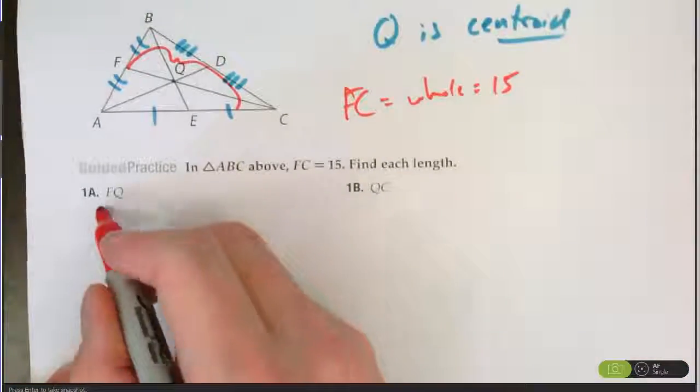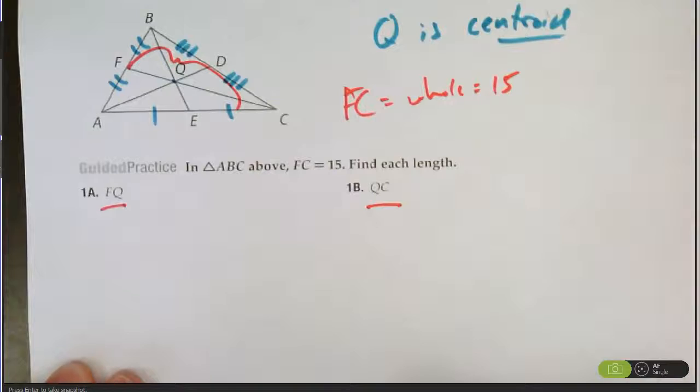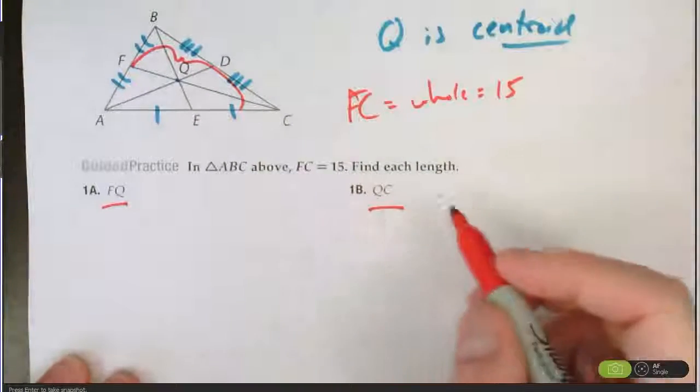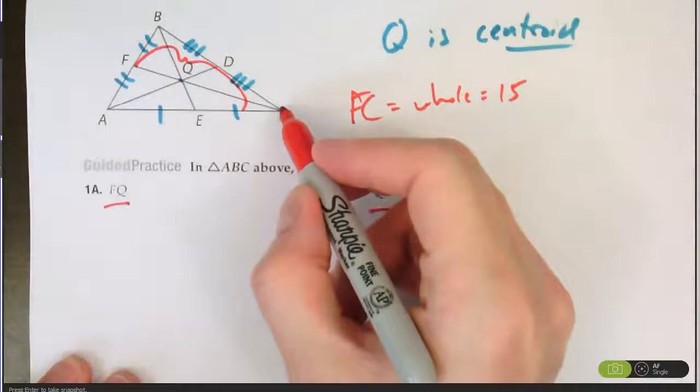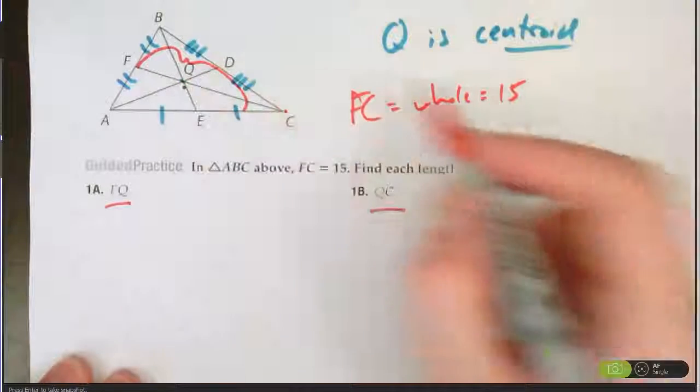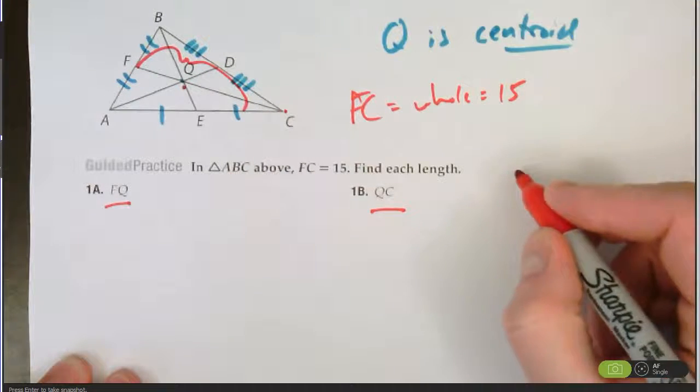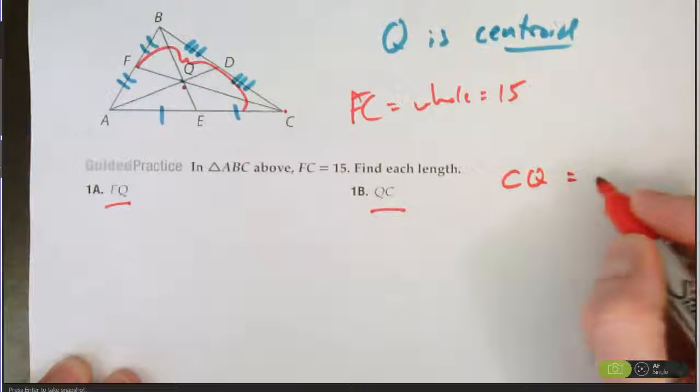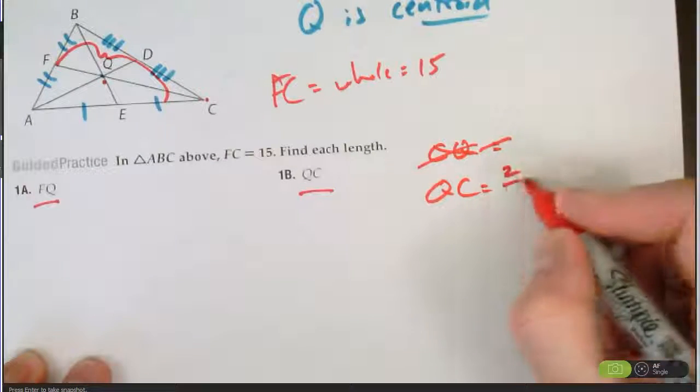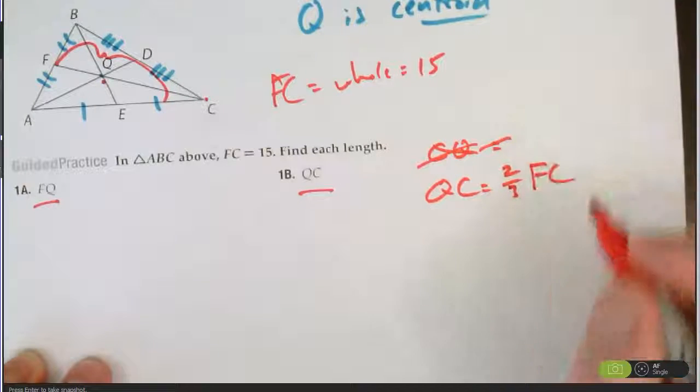They want us to find two things, FQ and QC. Now, here's what the theorem says. It says the distance from the vertex to the centroid is 2/3 the whole length. So I know this, QC is what I have in this problem, isn't it? QC is 2/3 the length of FC.